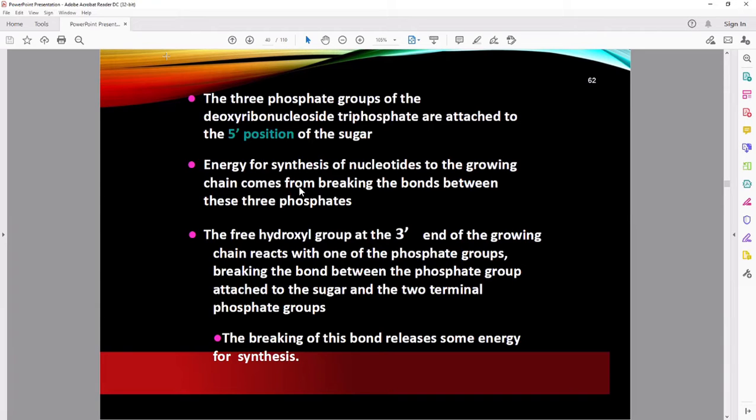So where does the energy come from? The energy comes from breaking the bonds between these three phosphates. We know that in the deoxyribonucleoside triphosphate, we have three phosphate molecules. By breaking down these phosphates, it will release energy. So it will supply the energy for the replication process.